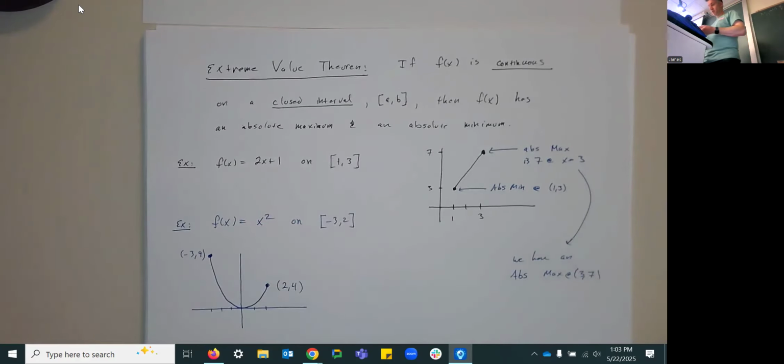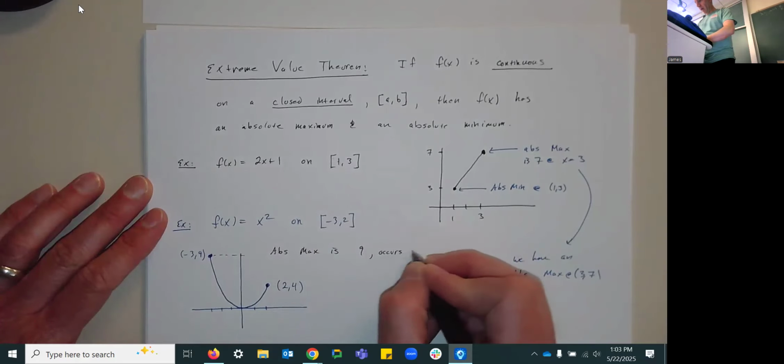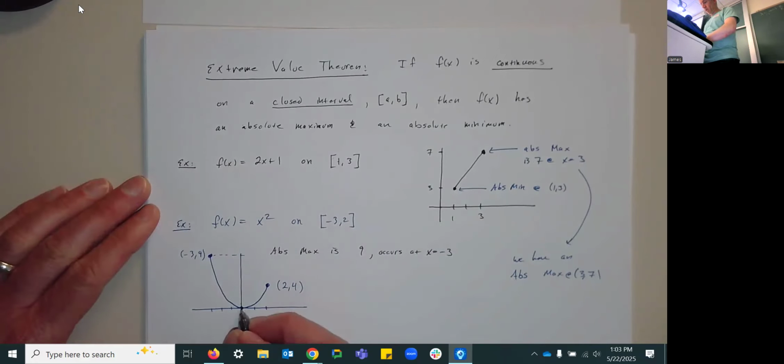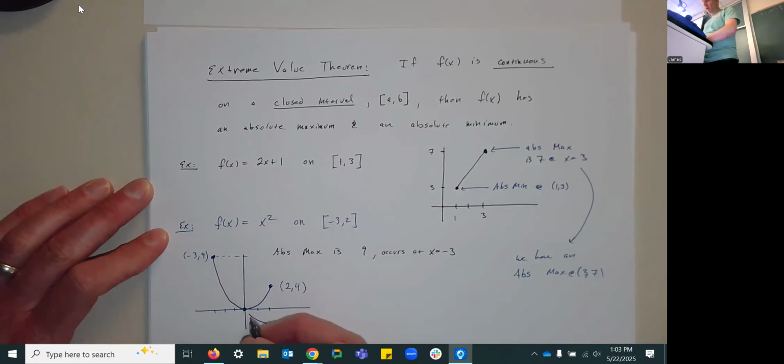This point, we can see our absolute maximum is 9. And it happens to occur at x equal to -3. The absolute extremes don't have to occur at the endpoints. They could, but they also could occur somewhere in the middle, like in this one. The absolute minimum isn't 4, it isn't 9, it's 0. So right there, our absolute minimum is y equal to 0, and it occurs at x equal to 0.